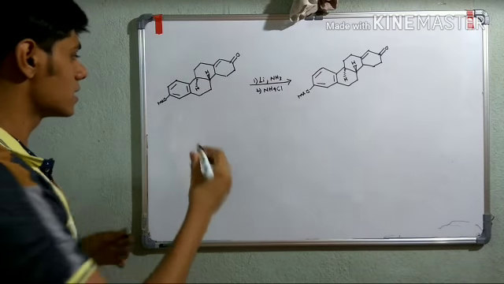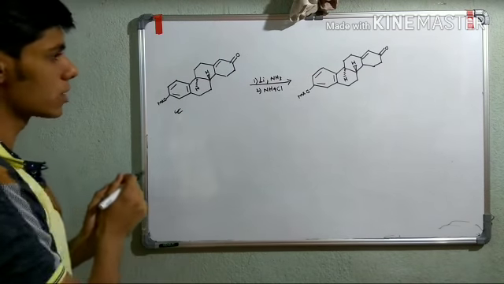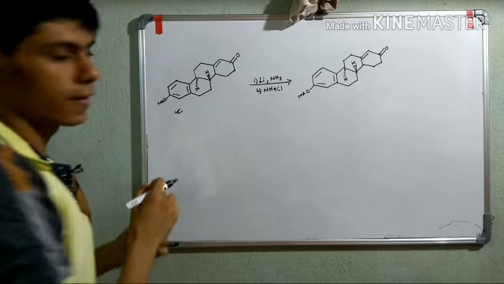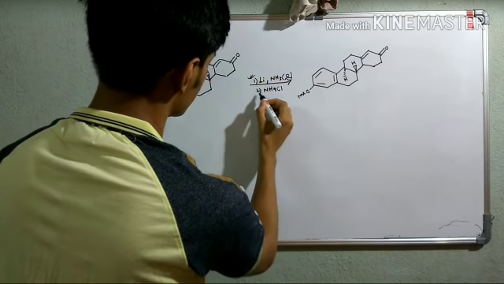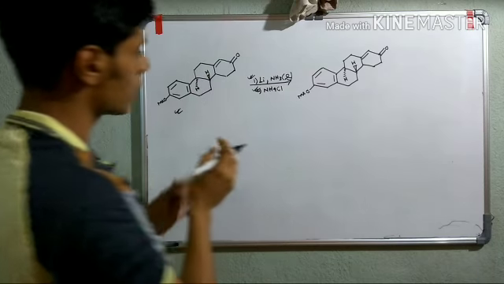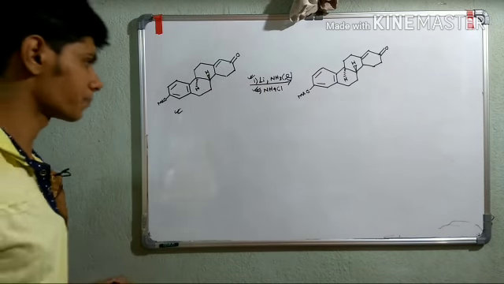So you can see this is the problem given. This molecule is given, and it is reacted with lithium in liquid ammonia, and in the second step ammonium chloride is given. So what will be the product?